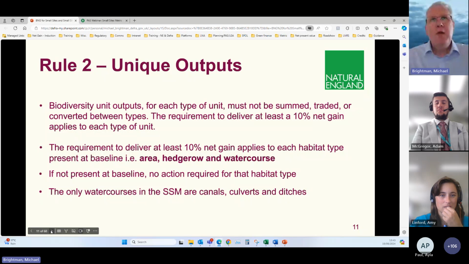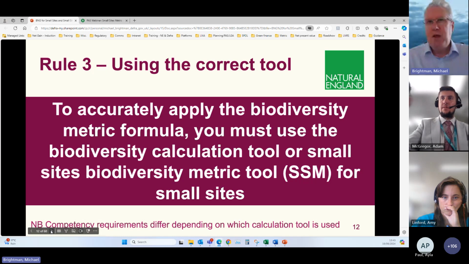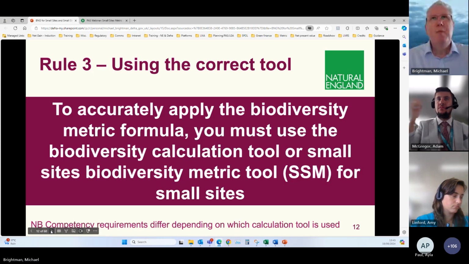Due to the fact that only very low, low and medium distinctiveness habitat types are included in the small sites metric, for watercourses, you will only see canals, culverts and ditches. And Rule 3 is a reminder that you must use the correct tool: the main metric or statutory biodiversity metric, or where criteria are met, the small sites metric. And the competency requirements differ depending on which of those tools are used.